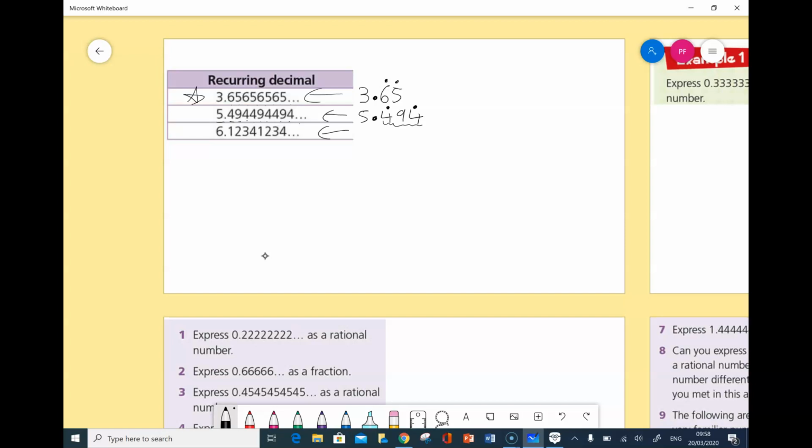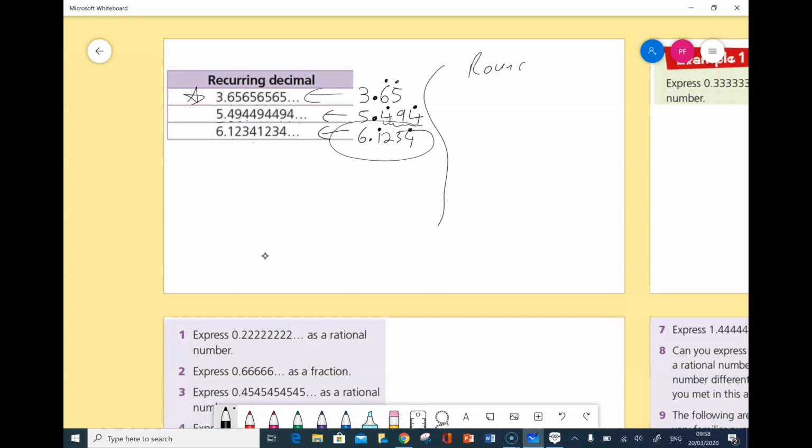And lastly, we'll have a look at 6.1234, 1234, 1234. It's the same thing again: 6.1234, and it starts all over again. So again, I put a dot where it starts repeating and where it finishes repeating. That's just how I write it. It's always super accurate to write it this way.